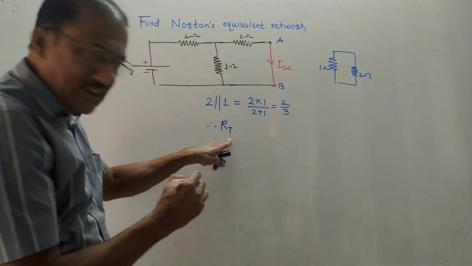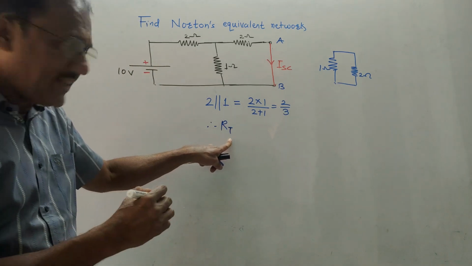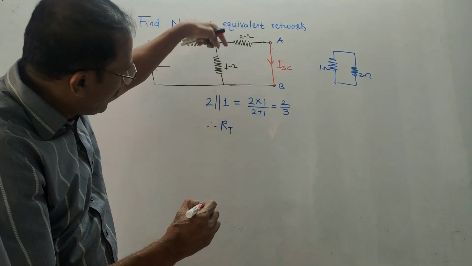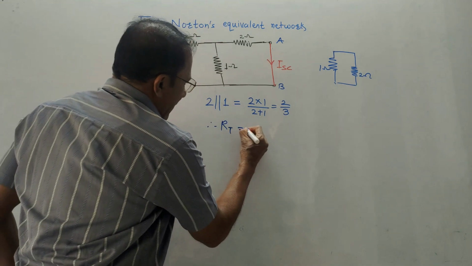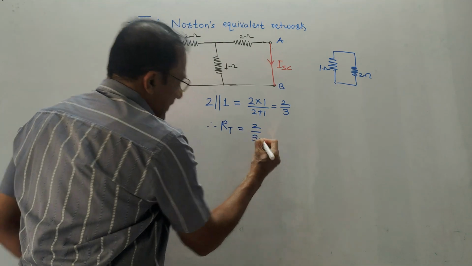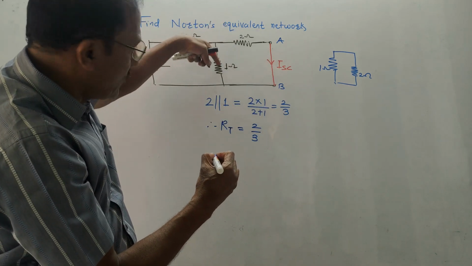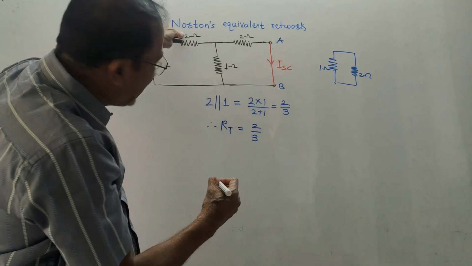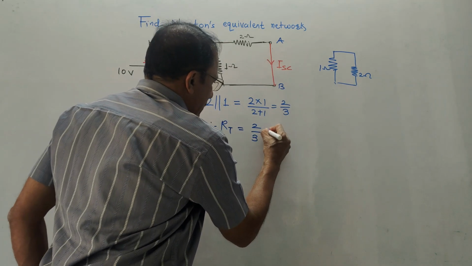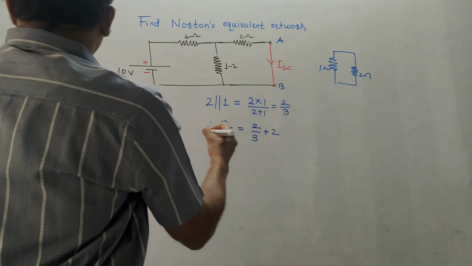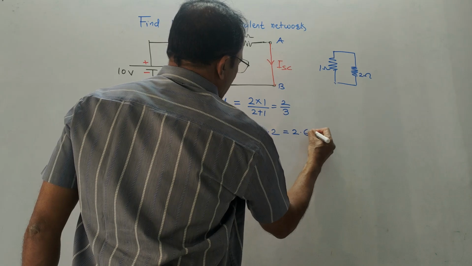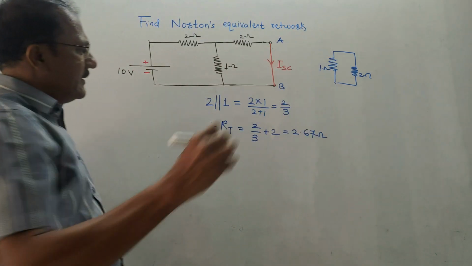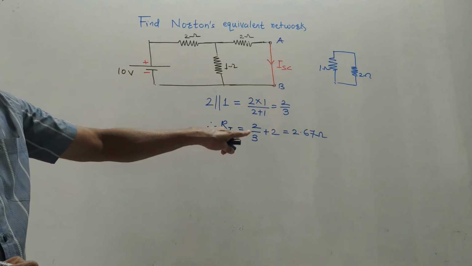RT stands for total resistance of the circuit. We have calculated the value of the parallel combination of these two. Remaining is 2 ohm, so I will write it like this: 2 by 3. What is this 2 by 3? Parallel combination of 2 and 1, and it is in series with 2 ohm. So I will write plus 2 ohm. If you solve this on the calculator, you will get the answer as 2.67 ohm. This is the value of total resistance.